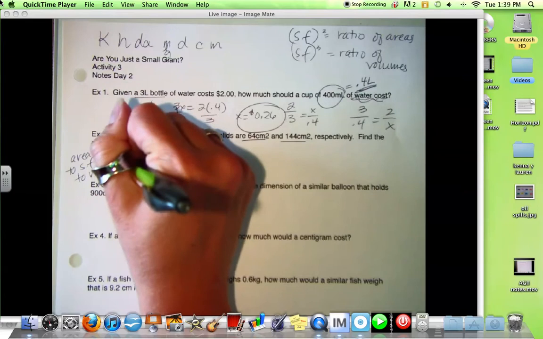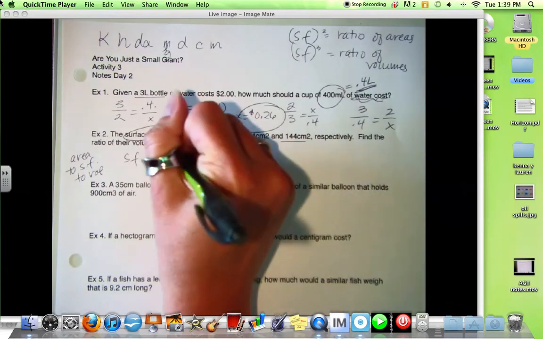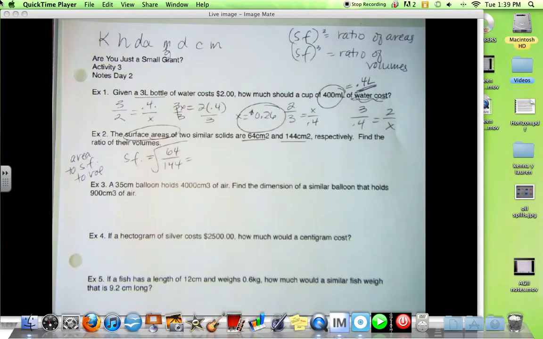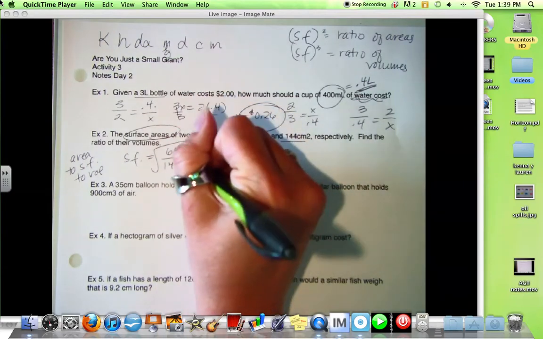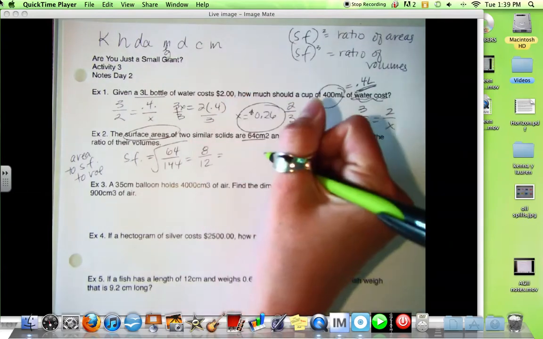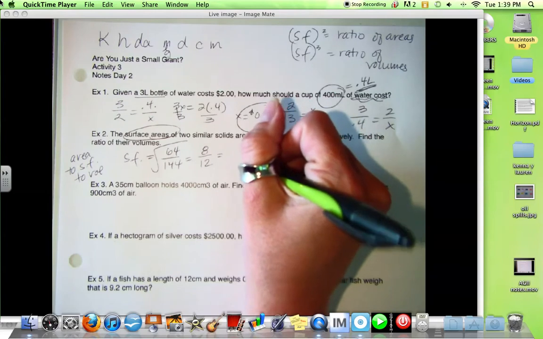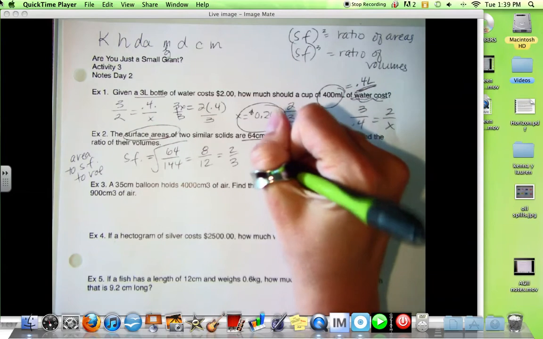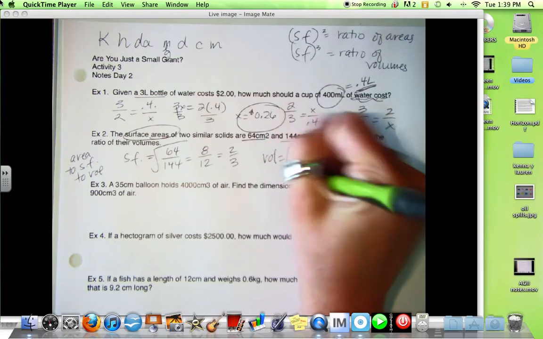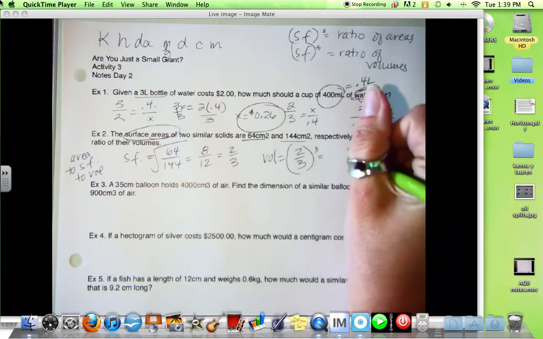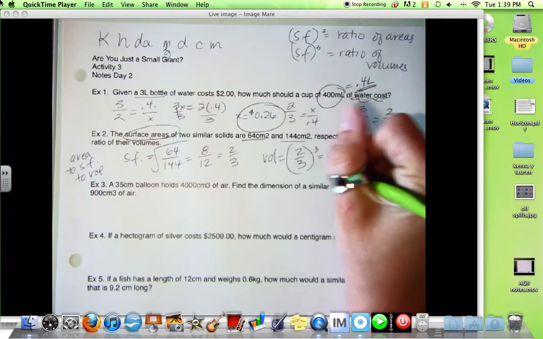So to find the scale factor, I take the square root of 64 over 144. The square root of 64 is 8, and the square root of 144 is 12. Can we reduce that? Yeah, 8 over 12 is 4 over 6, so 2 over 3. Okay, so my scale factor is 2 over 3. To find the ratio of the volumes, what do I do with the 2 over 3? You have to cube it. And that is 8 over 27. Very good.